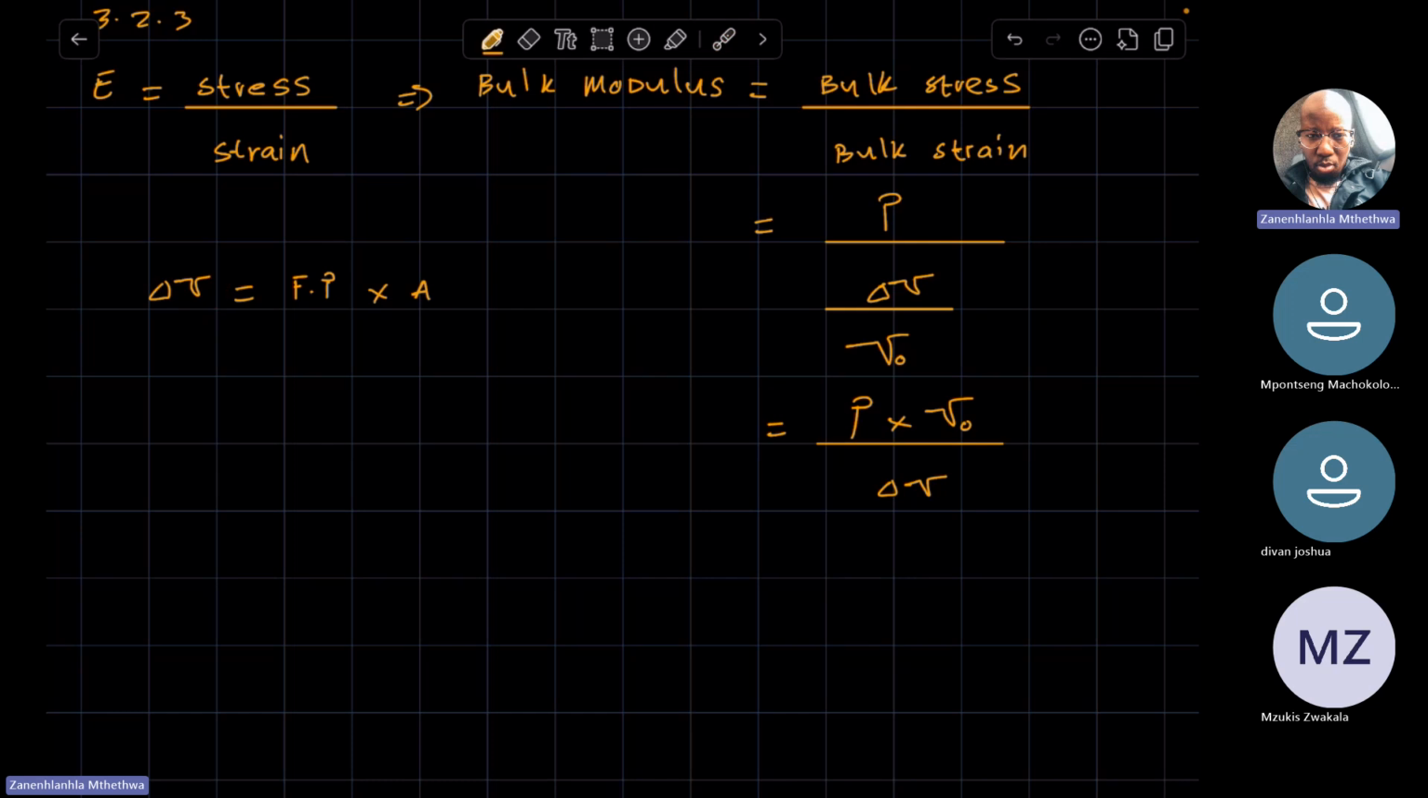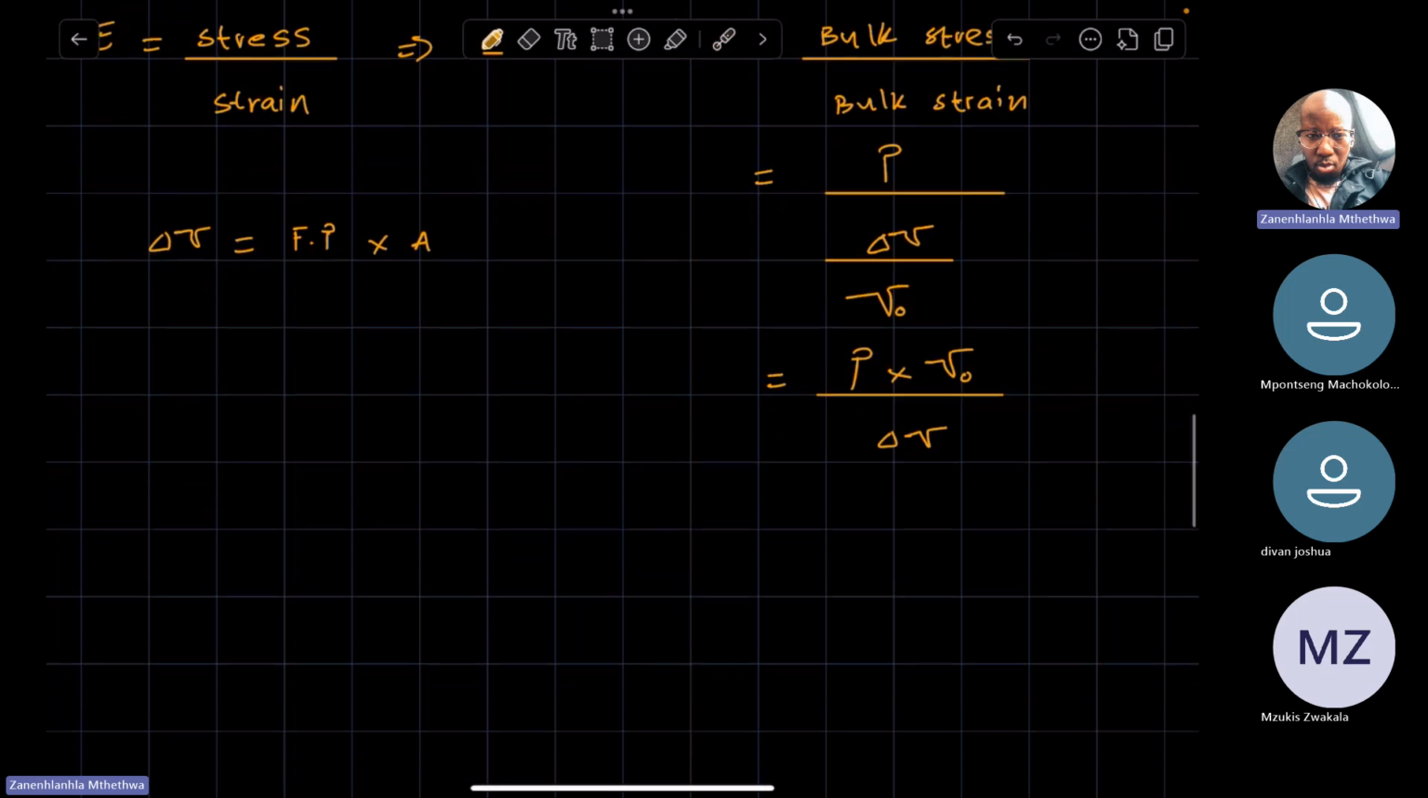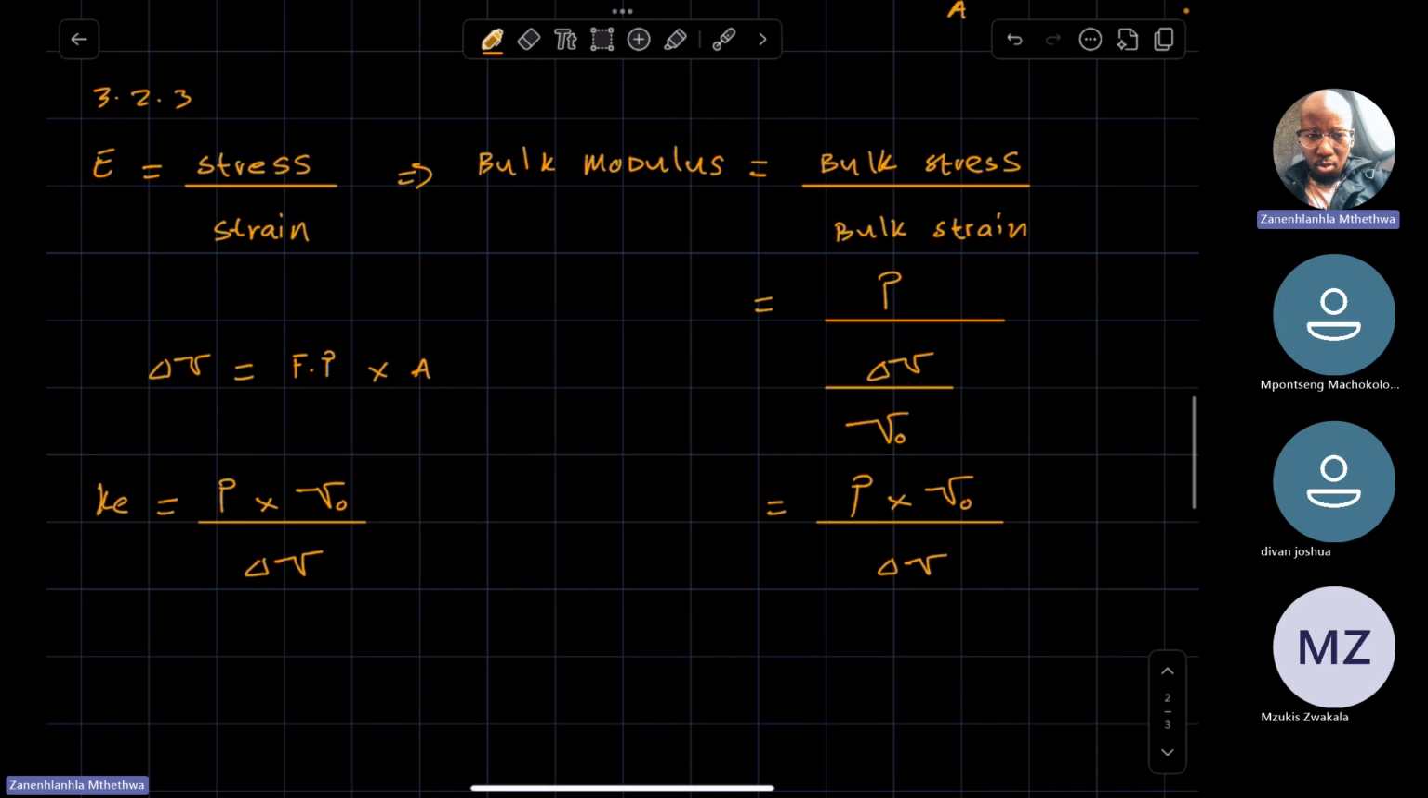All right, so that is to say that to calculate your free play, it's essentially KE is equal to pressure times the original volume divided by the change in volume. That's the formula we use, and that formula comes from this here. Any questions?